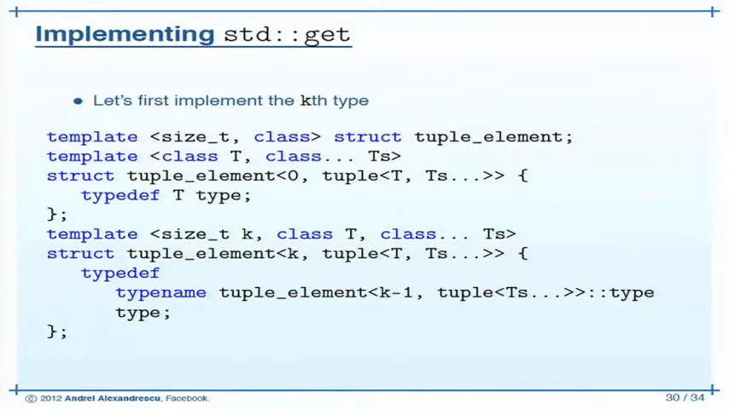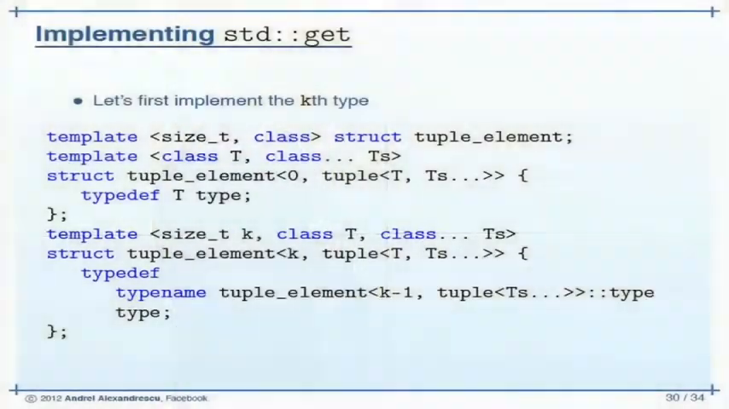To implement get, first we have a lower ambition, a smaller ambition. Let's just implement, give me the type of the kth element. Like I have a tuple with 5 elements, give me the type of the third, right? And we can get this done by, again, a simple recursion. So we say, well, template size t and class struct tuple element. This is sort of the incomplete declaration. And then we say, well, template of head and tail, class T and class ... Ts.